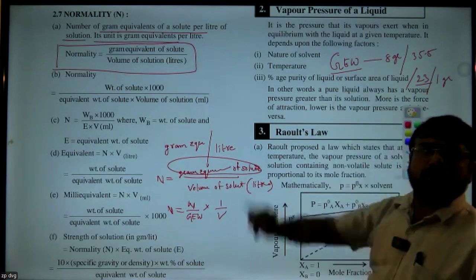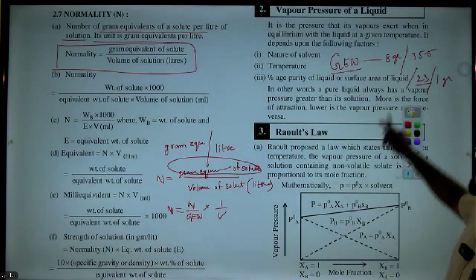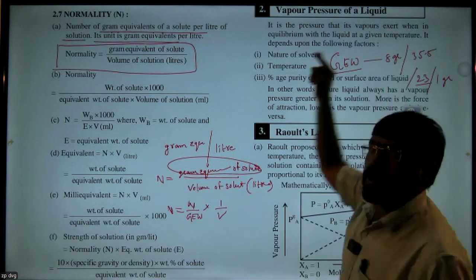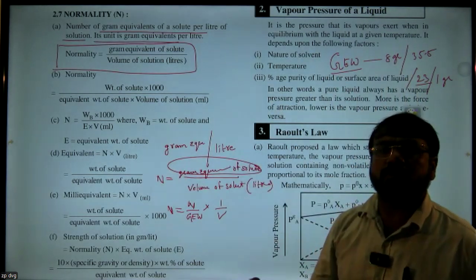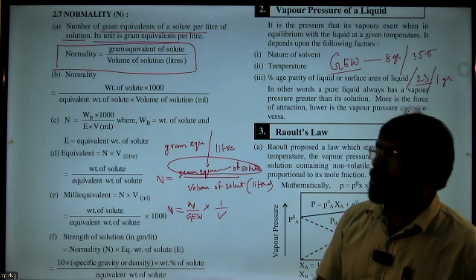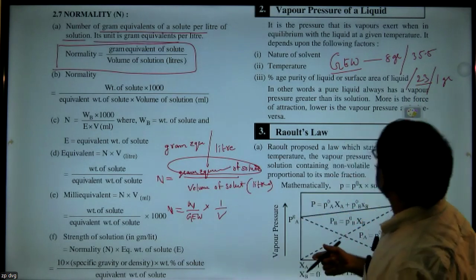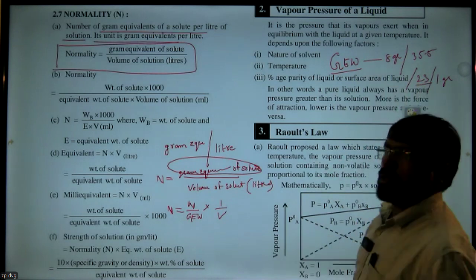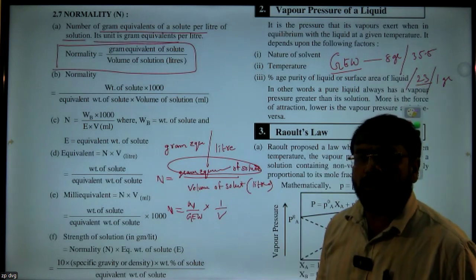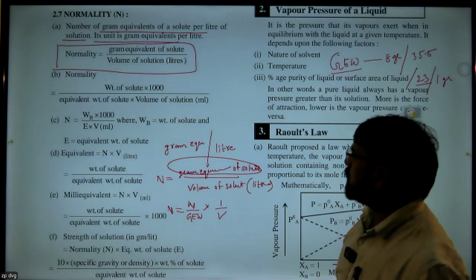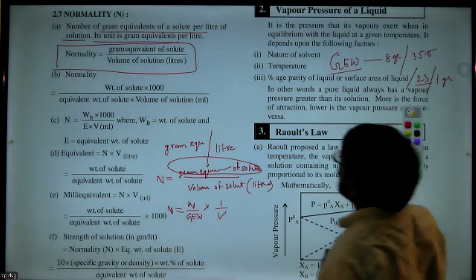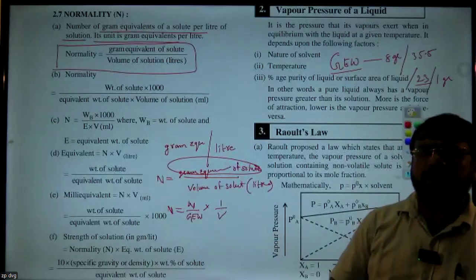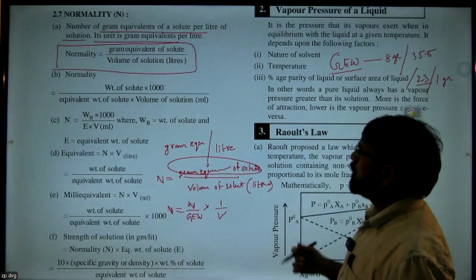What is the gram equivalent of the substance? The parts of the substance that can combine with 8 parts of oxygen or 35.5 parts of chlorine, or 23 parts of sodium or 1 part of hydrogen is known as gram equivalent weight. If you want different formulas, we can use gram equivalent weight.